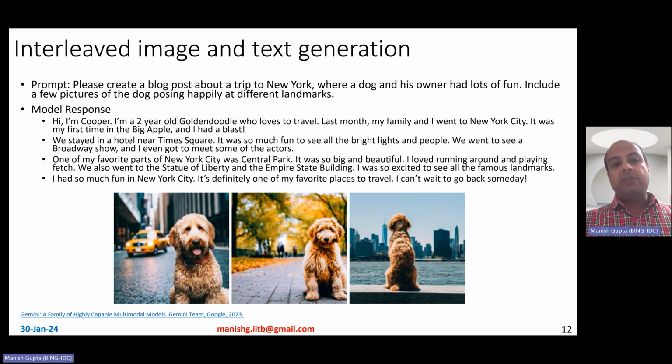Now, Gemini can also do interleaved image and text generation. So essentially, the prompt is just this. It's a text-based prompt. Please create a blog post about a trip to New York, but not for a human, where a dog and his owner had lots of fun. Include a few pictures of the dog posing happily at different landmarks. So by the way, these are pictures with the New York skyline right there, right? And the New York City and NYPD kind of cars and so on, right?